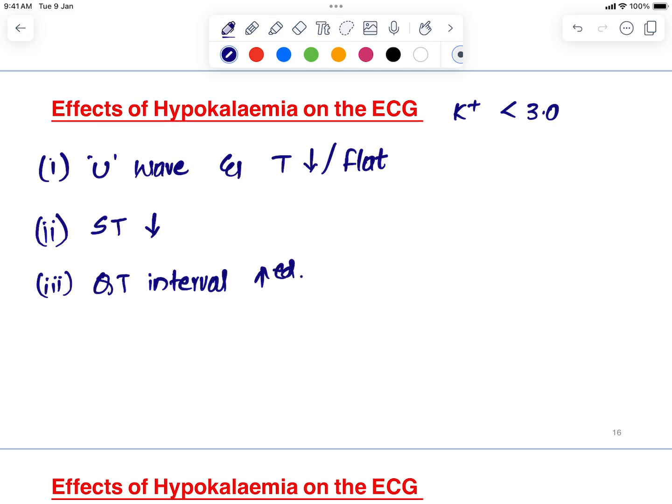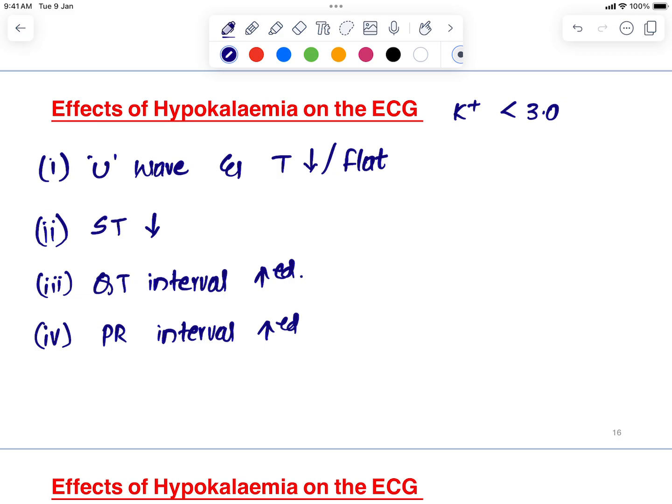So there are three important electrolyte abnormalities where you have QT interval prolongation. One is hypokalemia, second one is hypomagnesemia, and third one is hypocalcemia. These are the three important electrolyte abnormalities where you have the presence of QT interval prolongation. And the fourth important ECG change in patients with hypokalemia will be the PR interval prolongation. So the QT interval as well as the PR interval, both of them are prolonged.